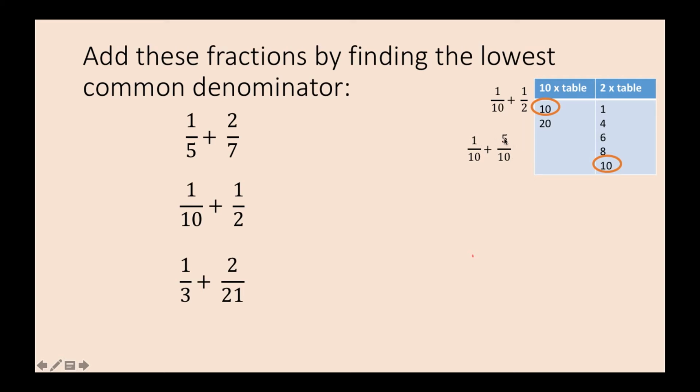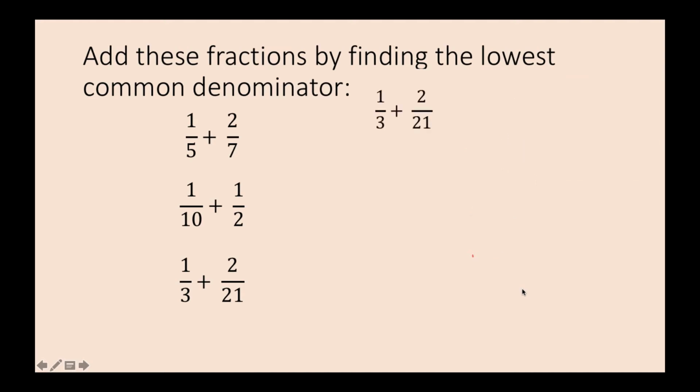Now that leaves us with 6 on the top and 10 on the bottom. Now when I said to cancel down, you need to think what goes into both. 2 goes into both 6 and 10. So I'm going to divide by 2. Okay, and that gives me 3 over 5. 6 divided by 2 is 3. 10 divided by 2 is 5. 3/5. Okay, that's our final answer in its simplest form.